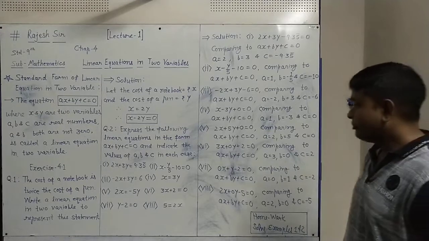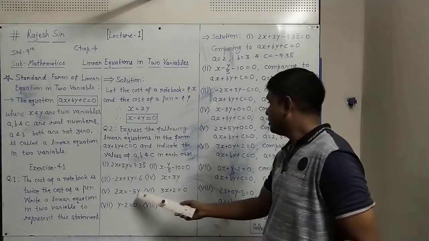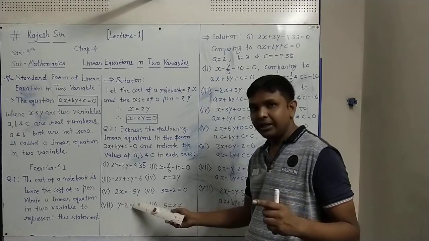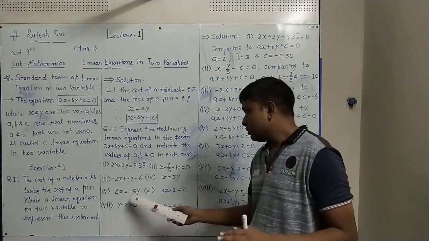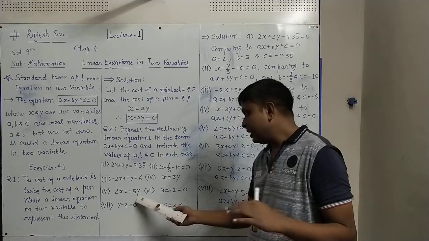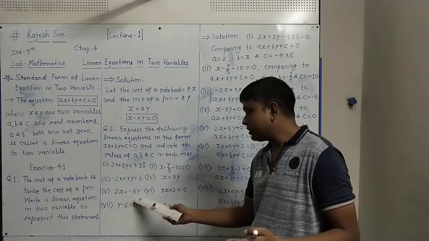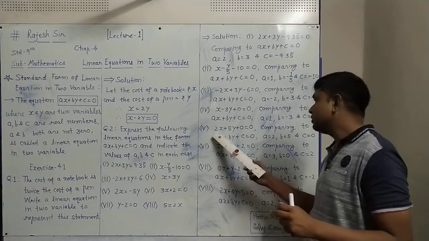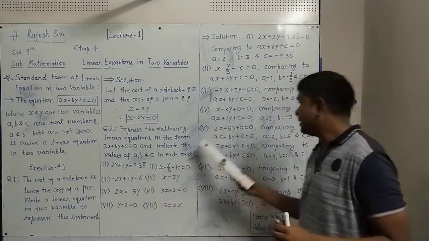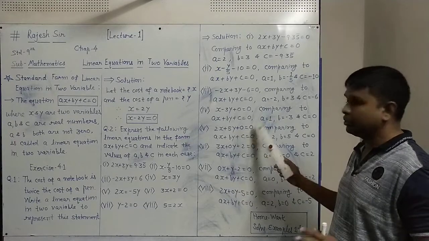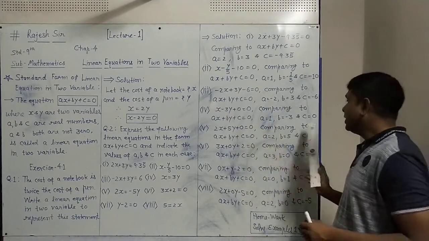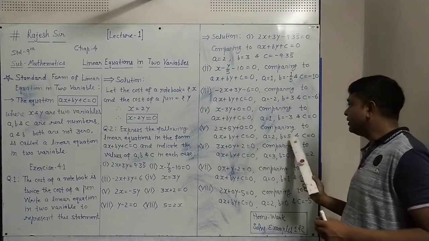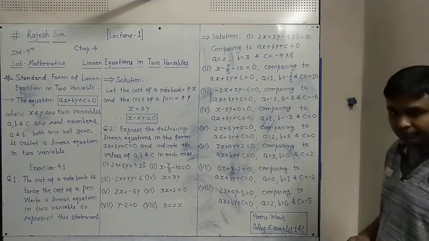Fifth number, 2x minus 5y. Again here we have x term, y term and constant we don't have. So we will write the first x term and then y term we will take on the left. This will be plus 5 and the constant we don't have, so we will put 0. So that is done here. 2x minus 5y taken, that plus 5y plus 0 equal to 0. Comparing to ax plus by plus c equal to 0, a equal to 2, b equal to 5, c equal to 0.